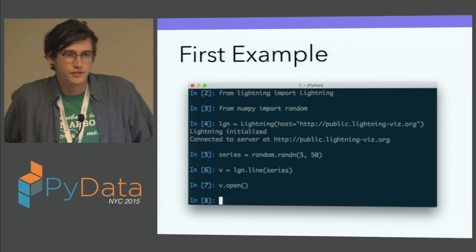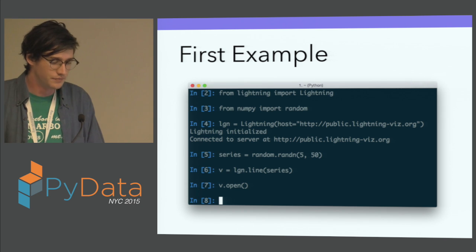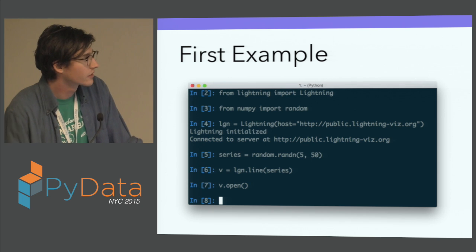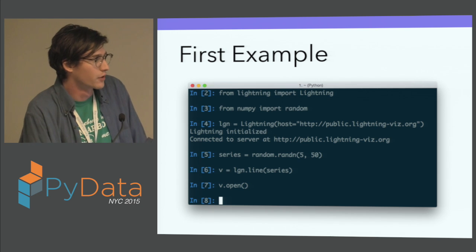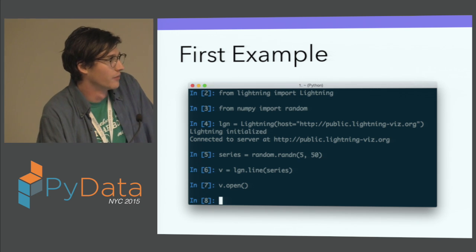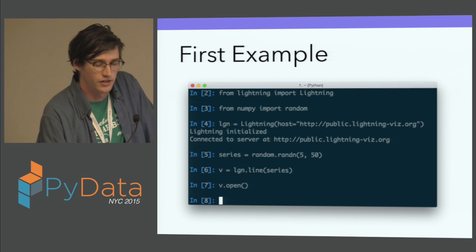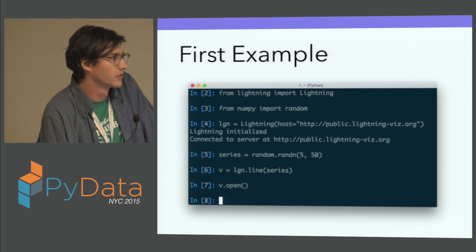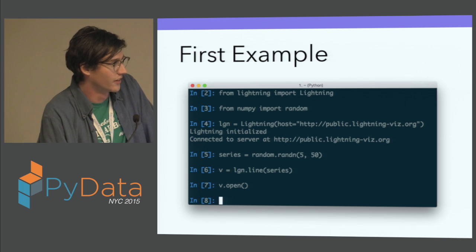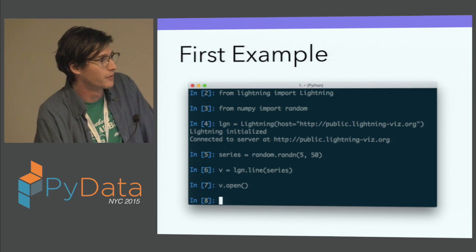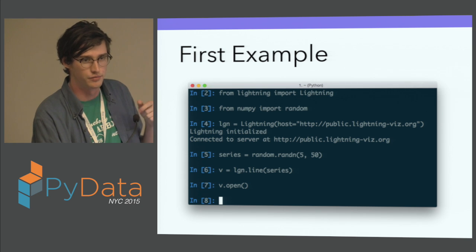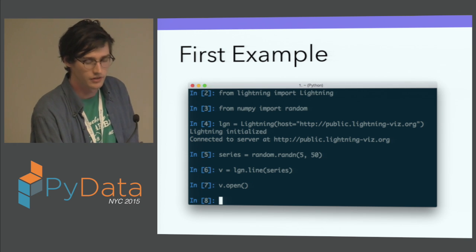So here's the first, simplest Python example. Okay, so the first two lines are just importing the libraries. The second one, where we instantiate the client, lgn equals Lightning, we pass in the host. I don't have a server running locally for this example, but I pass in this public URL. That tells it to use that as my backing server.